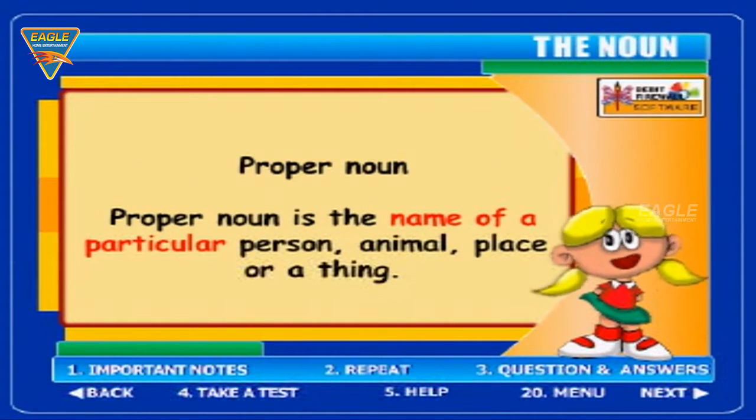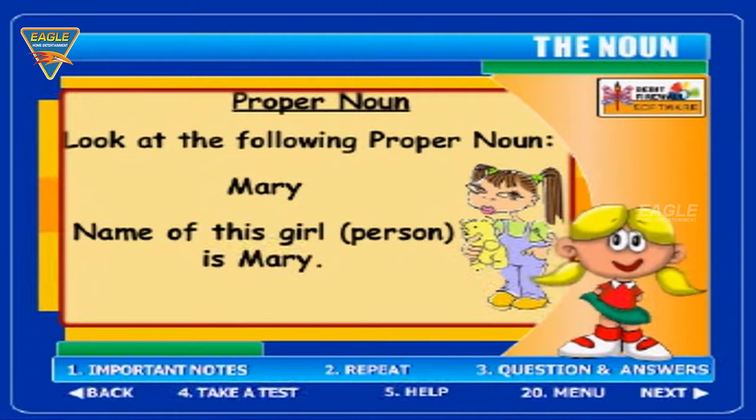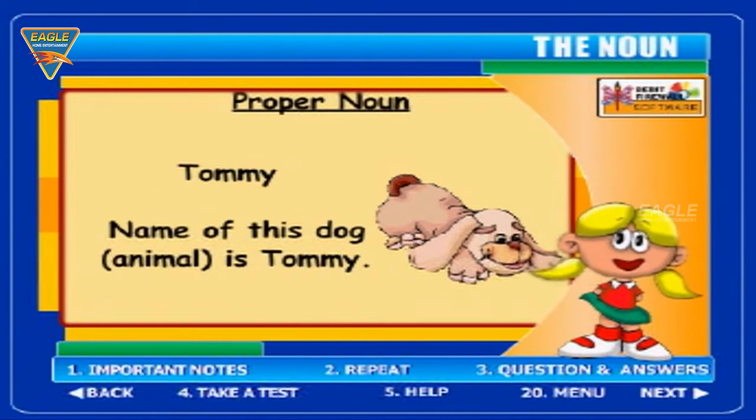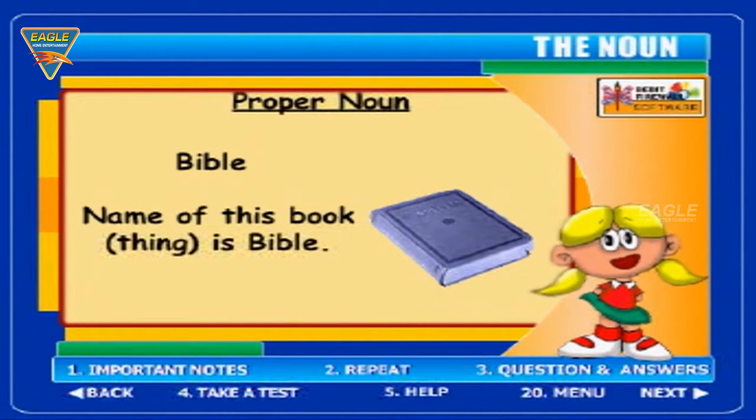Proper noun. Proper noun is the name of a particular person, animal, place, or a thing. Look at the following proper nouns. Mary. Name of this girl, person is Mary. Tommy. Name of this dog, animal is Tommy. London. Name of this city, place is London. Bible. Name of this book, thing is Bible.